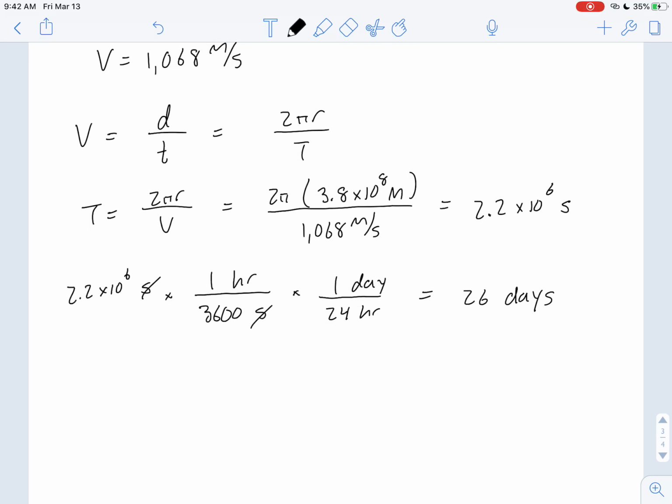We did assume that this was a perfect circular orbit, and eventually we'll talk about why planetary motion is not circular. So that's it for this video. Look out for more videos for more examples.